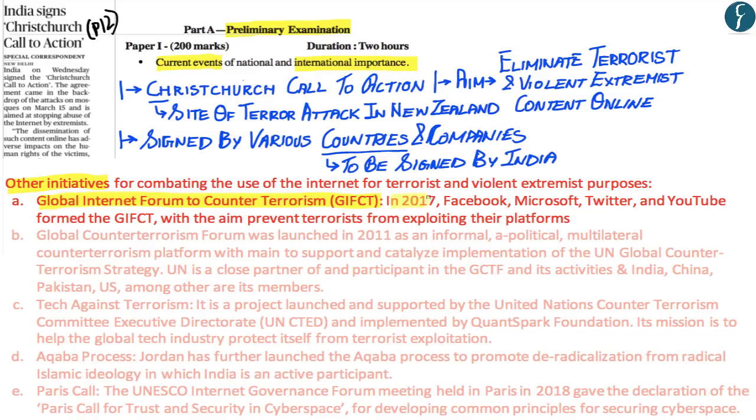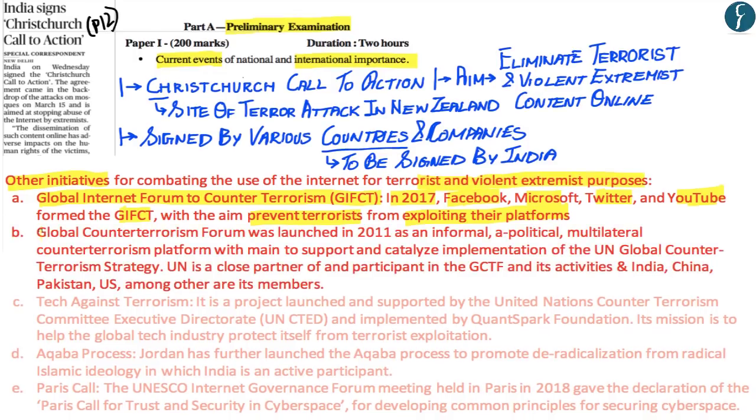Now in 2017, the companies Facebook, Microsoft, Twitter and YouTube formed the Global Internet Forum to Counter Terrorism. The main aim of this Global Internet Forum is to prevent terrorists from exploiting the platforms of Facebook, Microsoft, Twitter and YouTube. These four companies have formed this forum so that their platforms are not used for terrorist and violent extremist purposes.